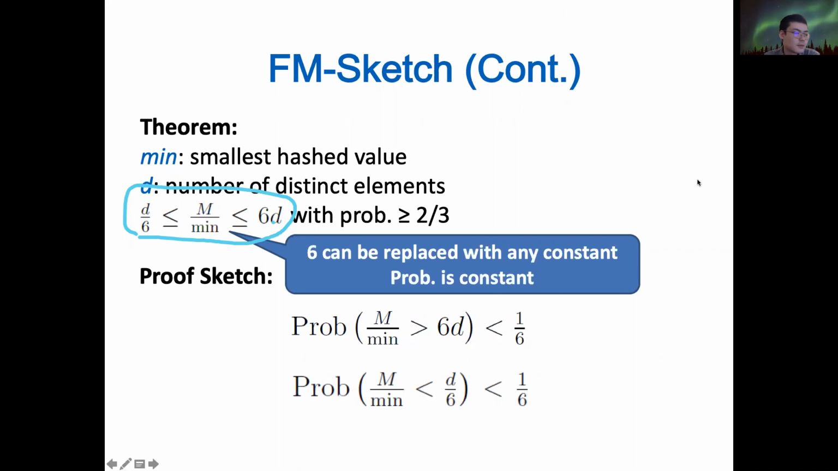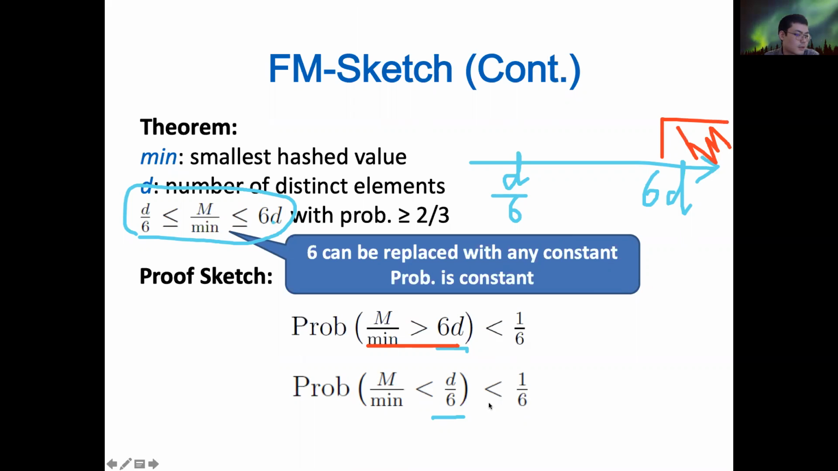So what we are saying is, let's think of this as a number axis. This is d by 6, and this is 6d. So what if we have your value, and your value is larger than 6d, or smaller than d by 6? We say this probability is less than or equal to 1 by 6 on both sides.